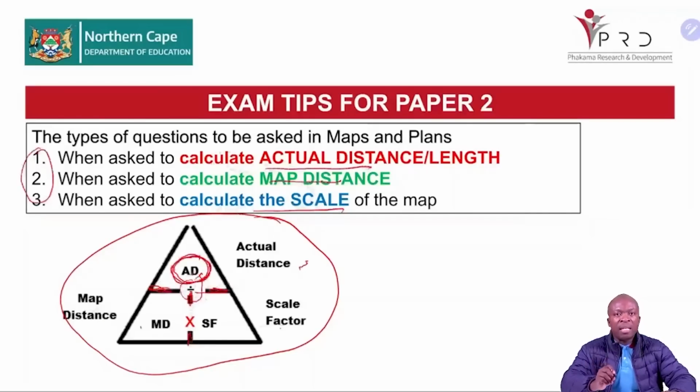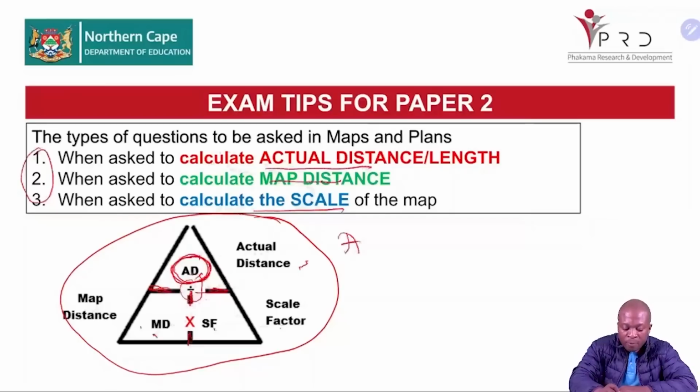Once you cover the AD, you realize that the other two figures that you need to look out for are MD and SF. But how do they relate? Can you see their line is vertical? There's a line that is between the two. It means that if you want to find AD, you will say AD equals MD times SF.